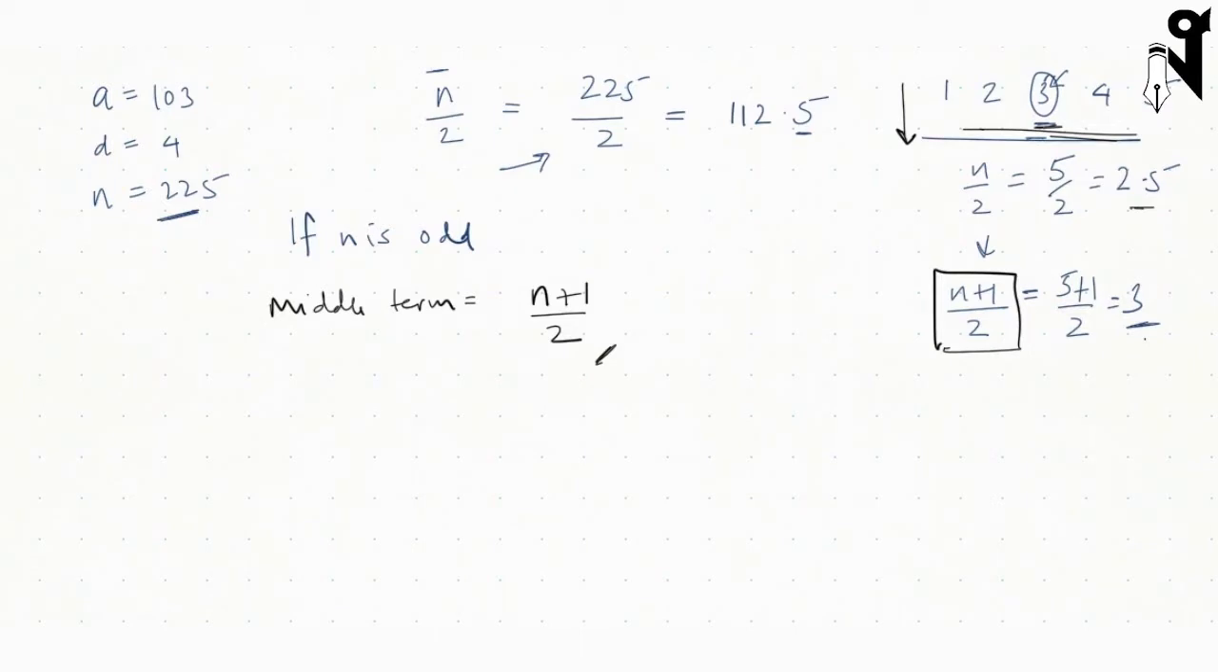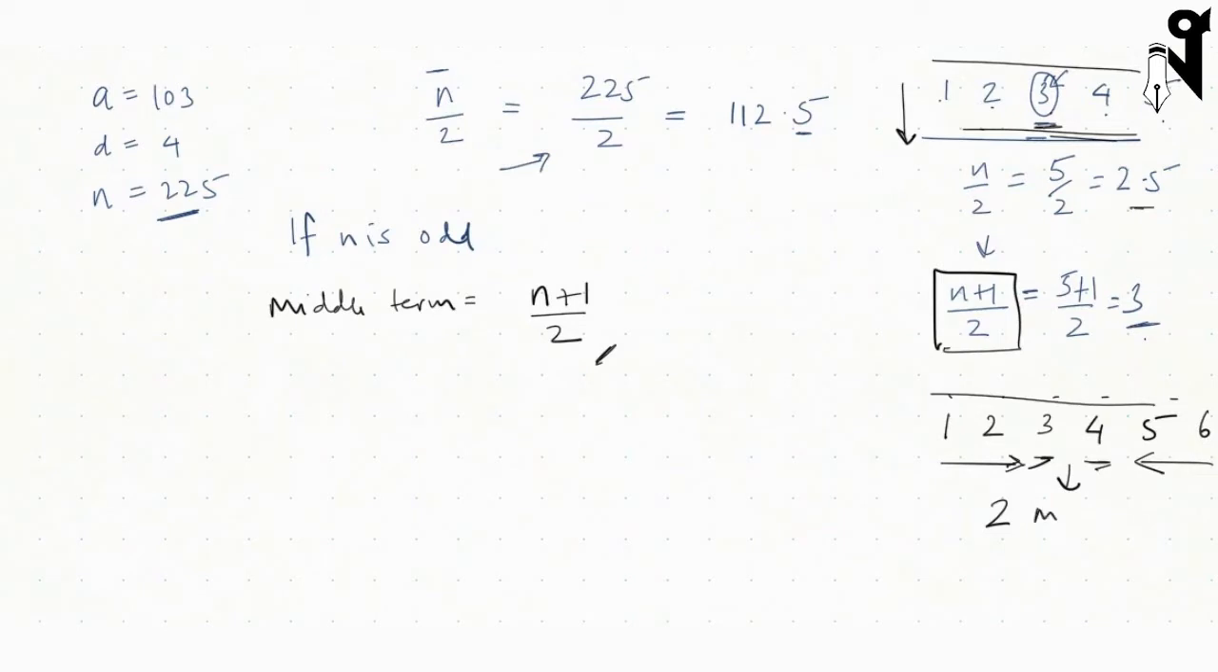If n is even, let's just do this again. Let's take a series with 6 terms: 1, 2, 3, 4, 5, 6 terms. Remember these are just the number of terms. Over here 1, 2, 3, or 5 are number of terms. This is first term, second term, third, fourth, fifth. Over here I have a sequence or series with 6 terms: 1, 2, 3, 4, 5, 6. Over here you can see that 3 is as far from the beginning as 4 is from the end. So we cannot say that only 3 is the middle term or only 4 is the middle term. In fact, both are the middle terms. We have two middle terms, the third and fourth.